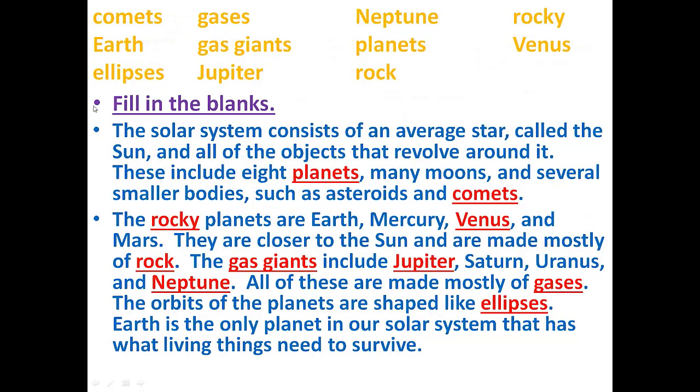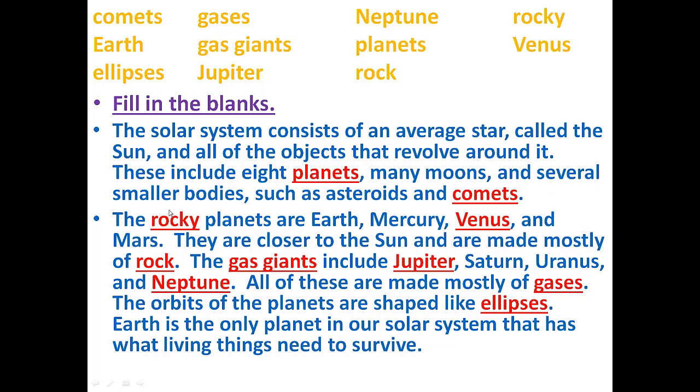Next, we'll go to the fill in the blank section. We have the options here at the top. Just choose the right answer and fill in the blanks. Here we start. The solar system consists of an average star called the Sun and all of the objects that revolve around it. These include 8 planets. The first blank is planets.